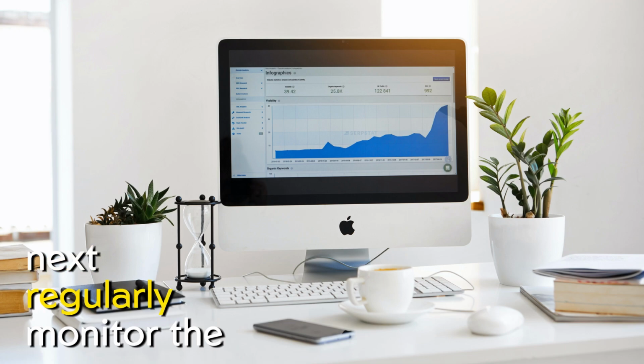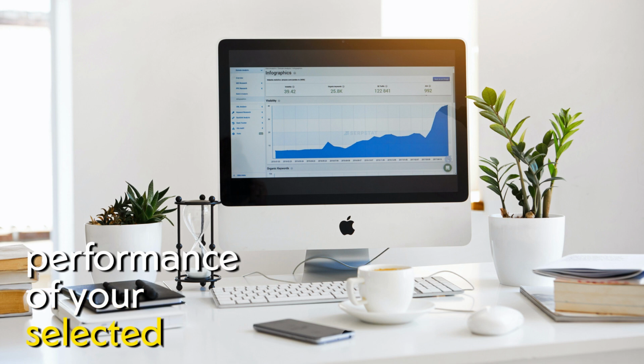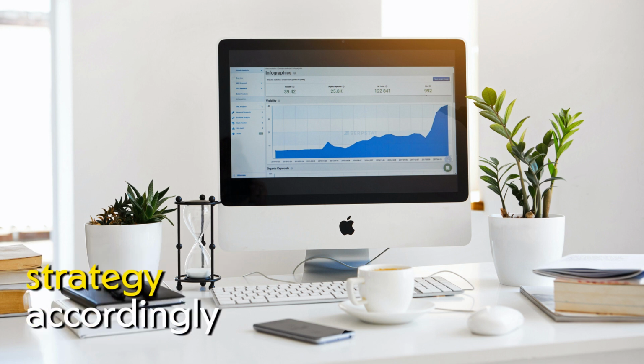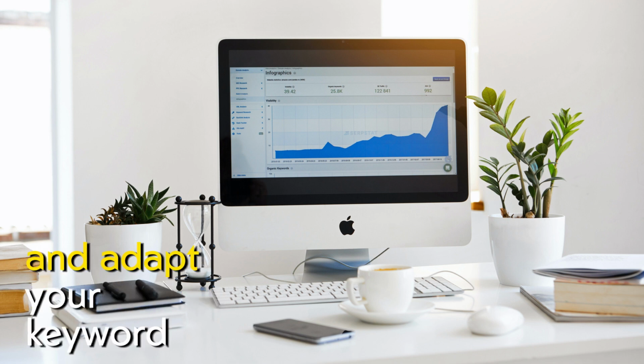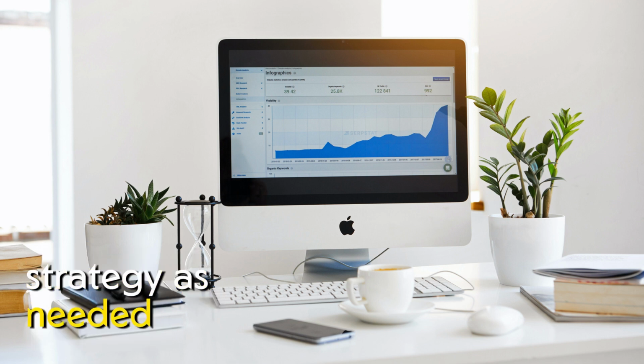Next, regularly monitor the performance of your selected keywords and adjust your strategy accordingly. Stay updated on industry trends and adapt your keyword strategy as needed.